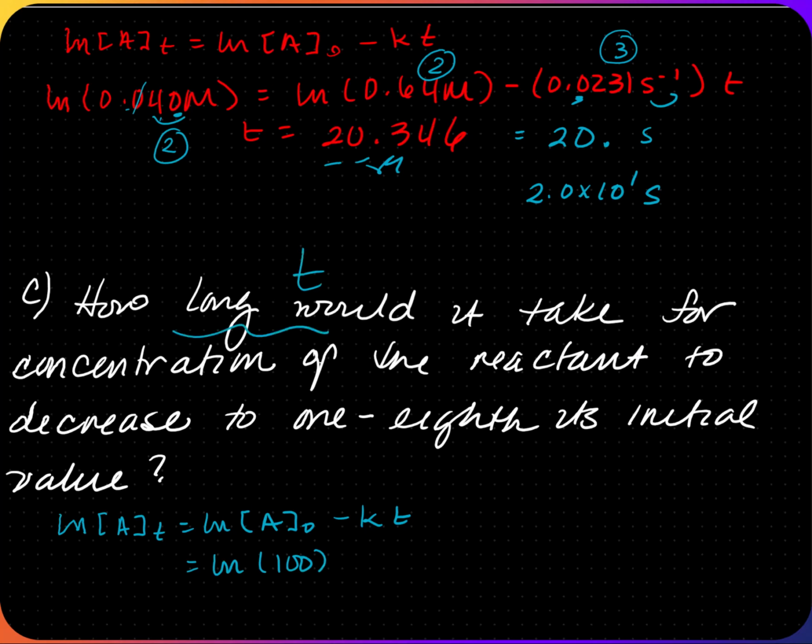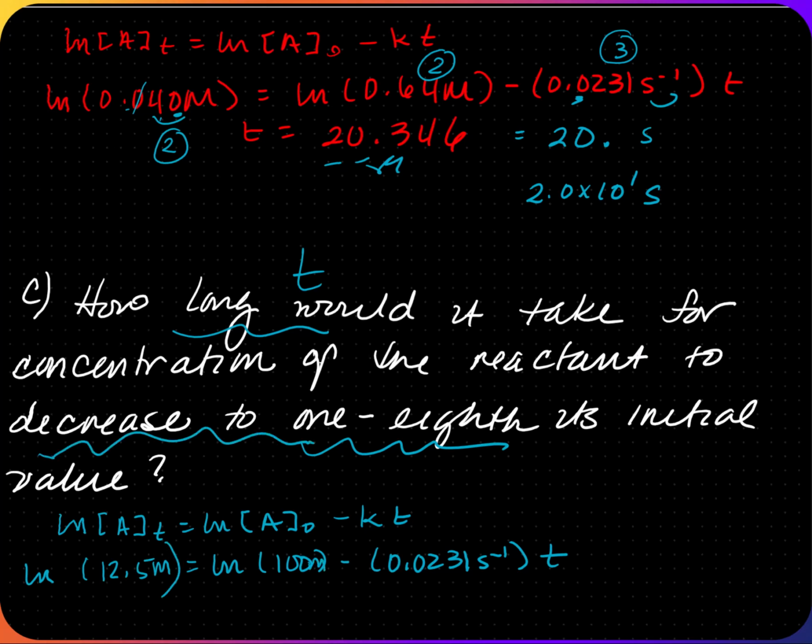We're looking for time here. K still has to be the same. K will change later when the temperature changes, but when the temperature is the same, K will not change. We're looking for T. So my final concentration decreased to 1/8 of its initial, which is 12.5 if I put molars. Why? It decreased to 1/8. So whatever number you start with, you just need to take 1/8 of it. That means 7/8 of the substance decayed or disappeared.